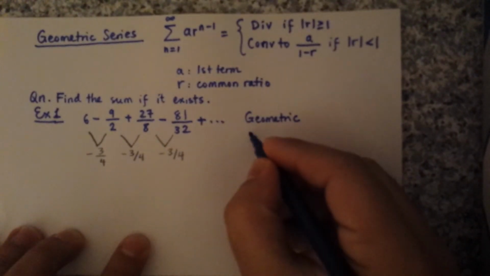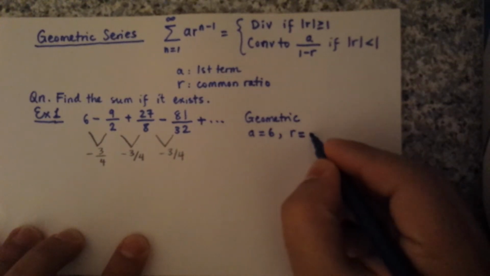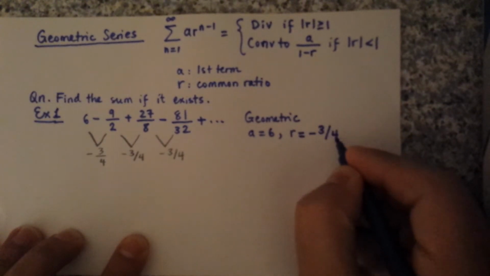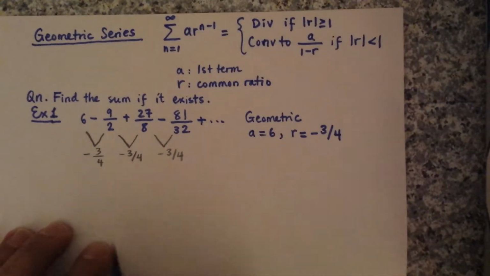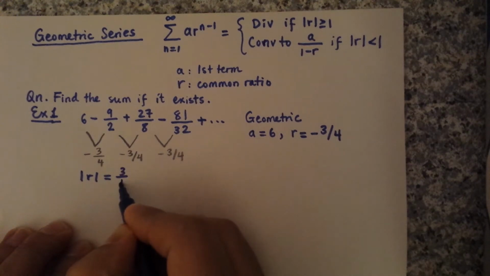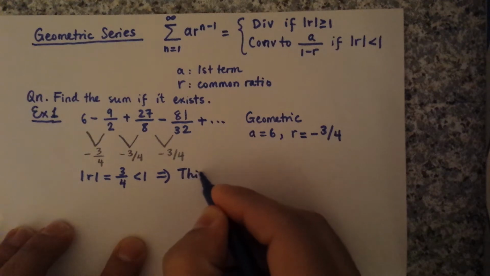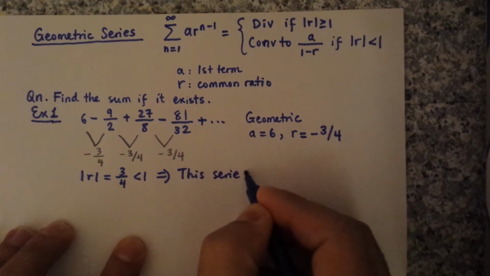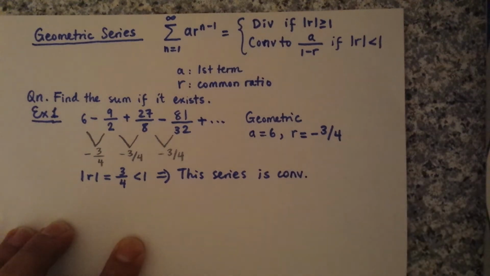and the first term is just a, which is 6, and common ratio r is negative 3/4. And as you see, absolute value of r is just 3 over 4, which is less than 1. So that implies that this series is convergent. It's convergent, so it converges to a number.